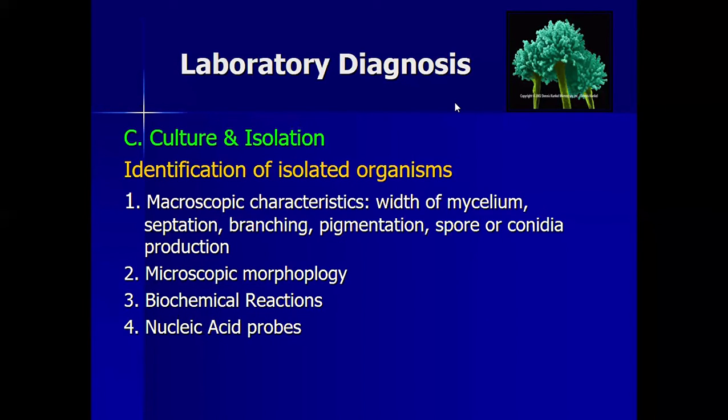Okay, then under culture and isolation, how do you identify the isolated organism? You can describe it macroscopically, describing the width of the mycelium, the presence of septation, branching, pigmentation. You can describe the many colors of the colonies. Then the spore or the conidia production. So that is macroscopic. And then another one is to do your microscopic morphology description under the microscope. Then just like your bacterial organism, you can do your biochemical reactions, or to make the identification more specific, you can do your nucleic acid probing.